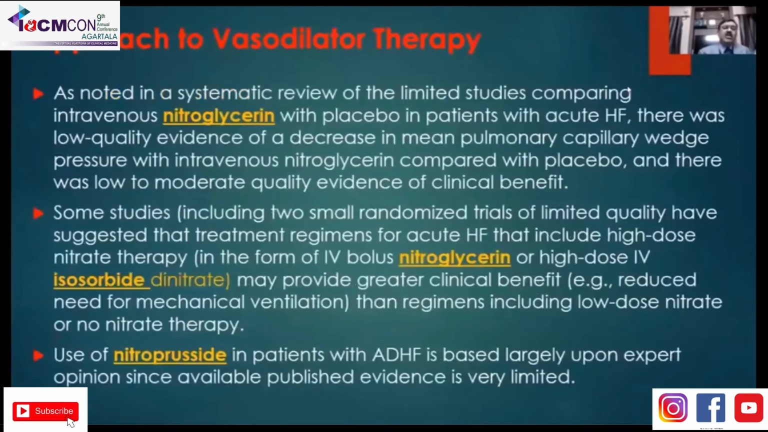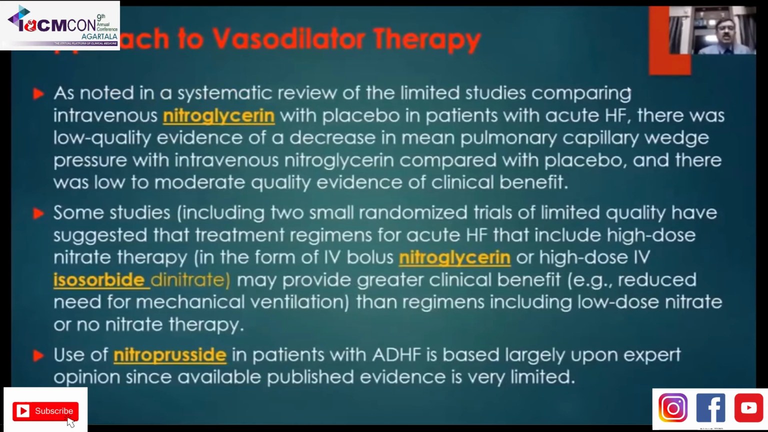Now, when to use vasodilators? Nitroglycerin has been our favorite as an adjunct to diuretic therapy. This is particularly useful when the mean pulmonary capillary wedge pressure is particularly raised. So we often use this. But frankly speaking, there is only low to moderate quality evidence of clinical benefit.